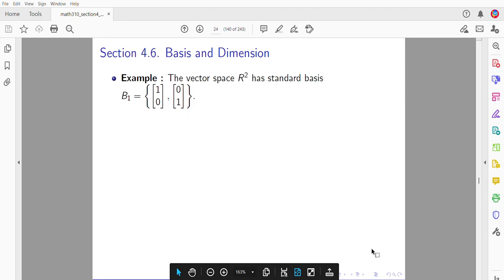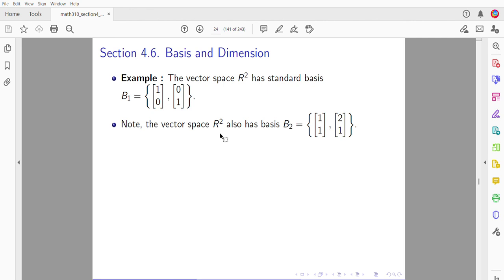Here is an example. The vector space R squared, where R squared stands for column space. It has standard basis (1, 0), (0, 1). Remember standard basis or natural basis? It's with the e_i's. In this case, it's only two-dimensional, so (1, 0), (0, 1).